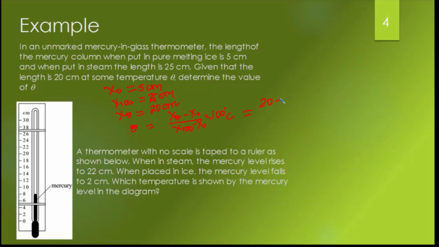This will be equal to 20 minus 5 divided by 25 minus 5 times 100 degrees Celsius. That is equal to 15 divided by 20 times 100 degrees Celsius. If you evaluate that, you see that it is equal to 75 degrees Celsius.